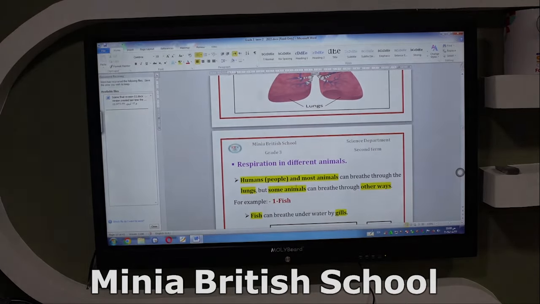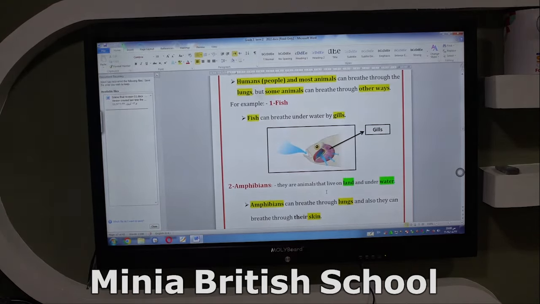As you know, all humans have lungs. They can breathe through lungs. But do you think all animals breathe by lungs or have lungs? No. Most animals have lungs, but some animals don't have lungs, like fish. Fish have gills. They don't have lungs like people.